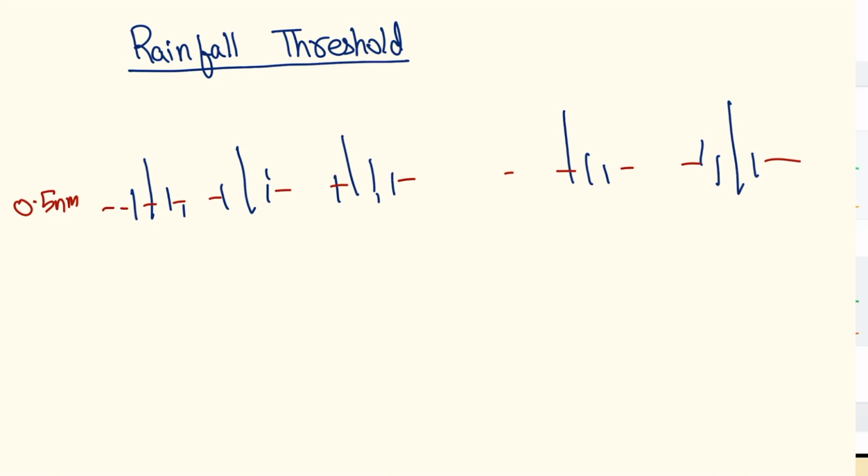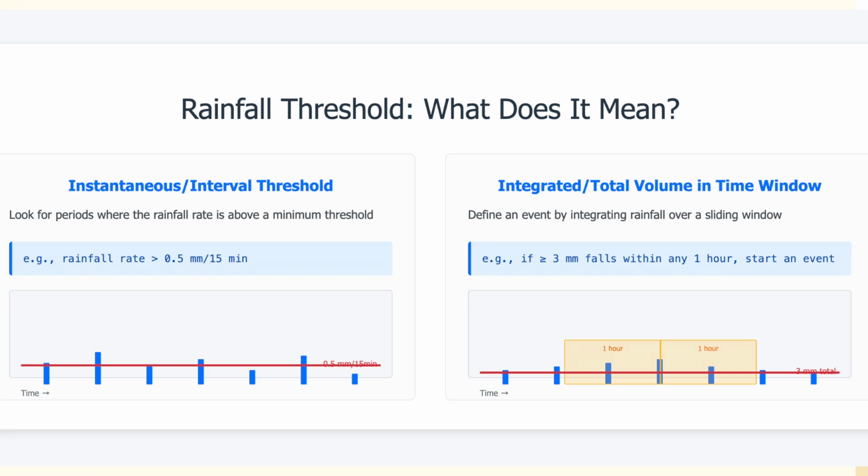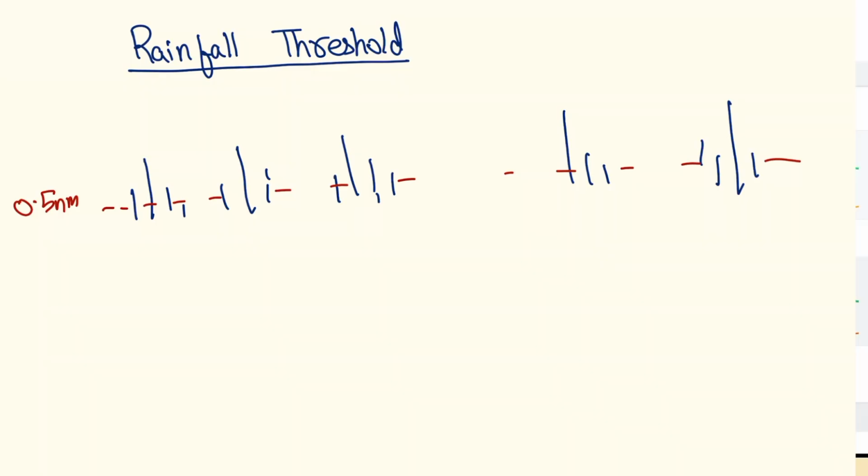Sometimes we can also define a rainfall threshold by integrating rainfall over a sliding window. For example, if at least 3 millimeters of rainfall falls within any 1 hour, we can define it as the start of an event. Or it can be instantaneous, let's say 0.5 millimeter for a minimum duration. The rainfall should not be above the threshold for only one of the 15-minute steps. It should last at least 2-3 time steps, maybe 30 minutes or 1 hour.